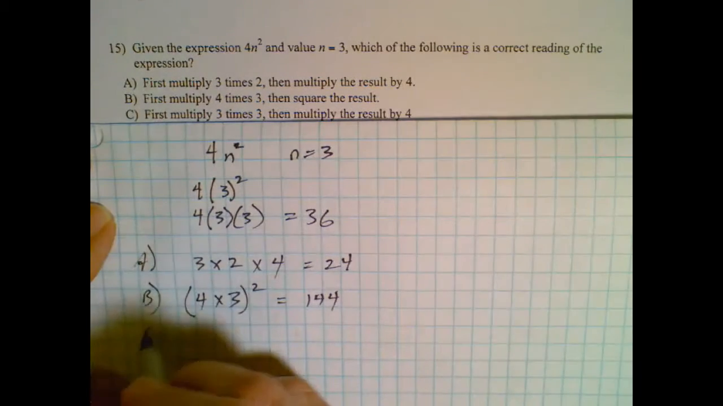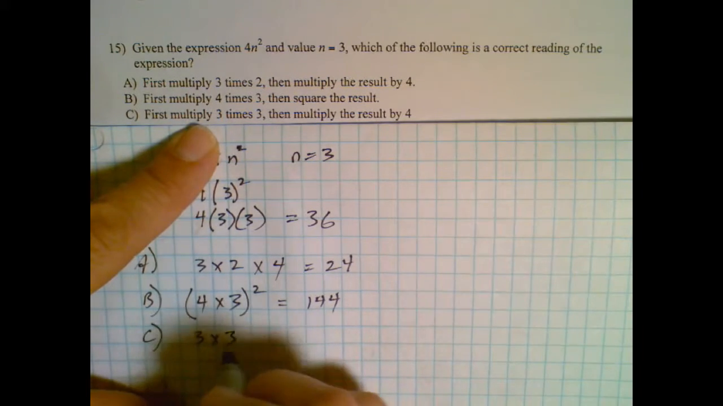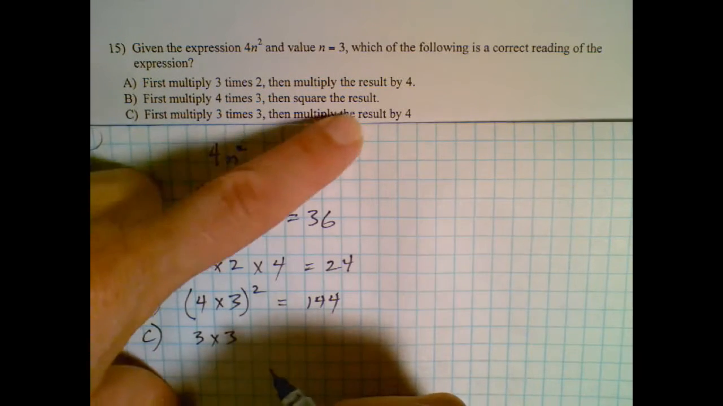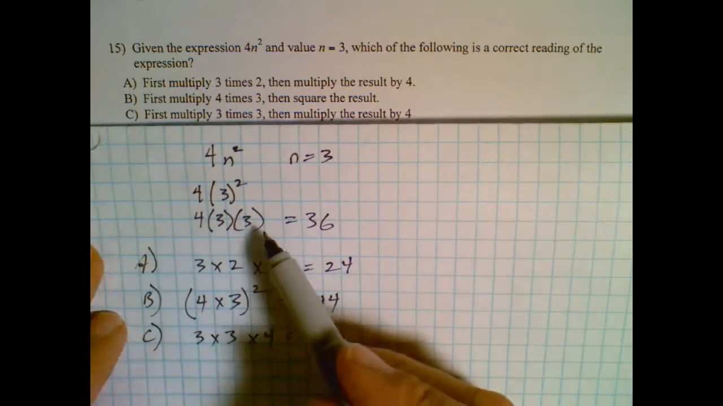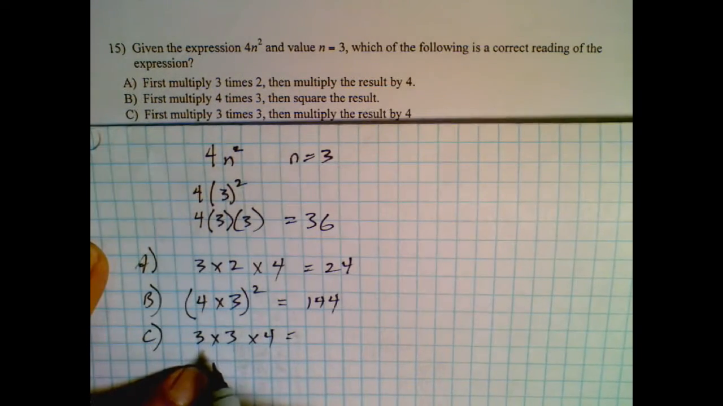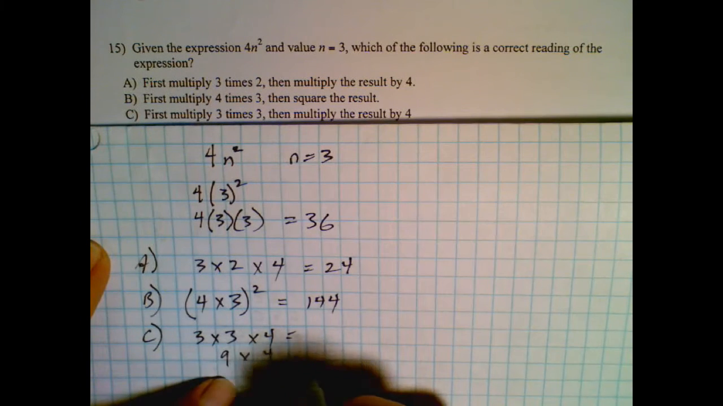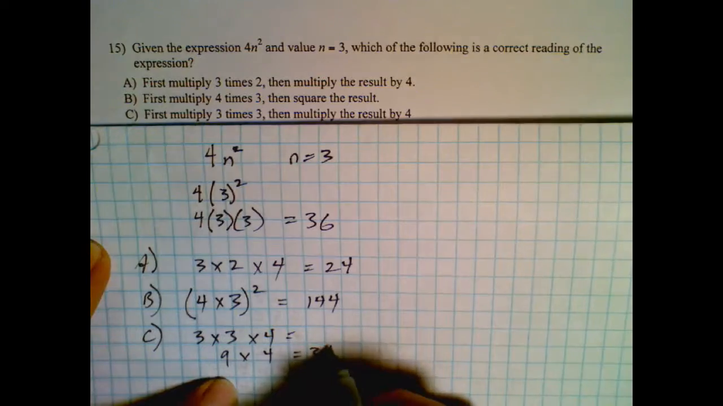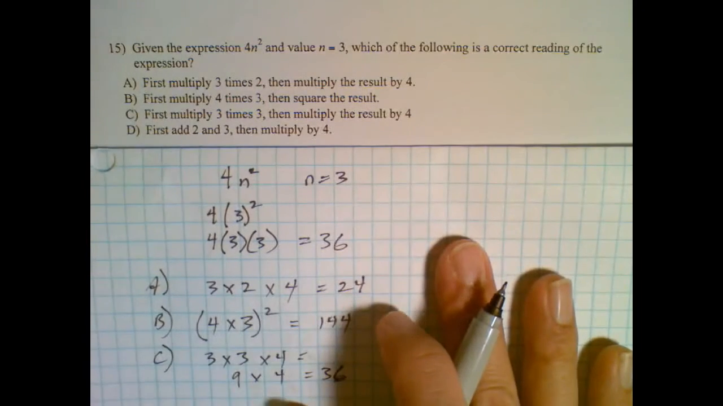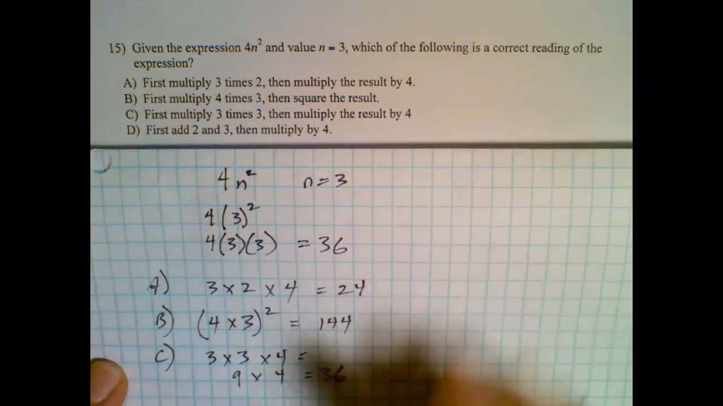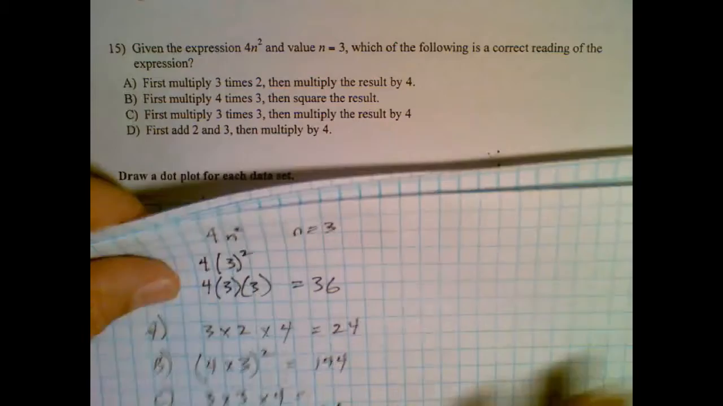C: first multiply 3 times 3, then multiply the result by 4. Now this is looking more like what we wrote up here, right? 3 times 3 is 9, and 9 times 4 equals 36. So that matches. Let's check D. First, add. Well, just because it says add, we should ignore that. So here's our correct answer. Correct answer is C.